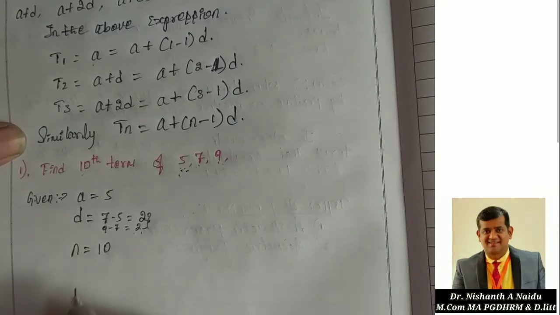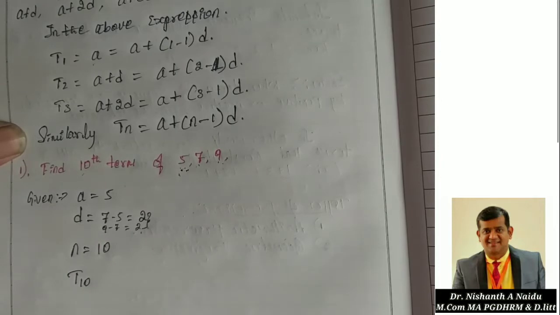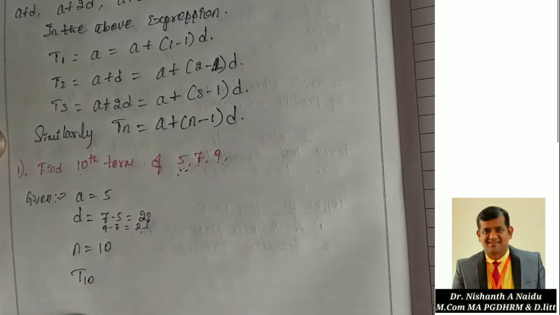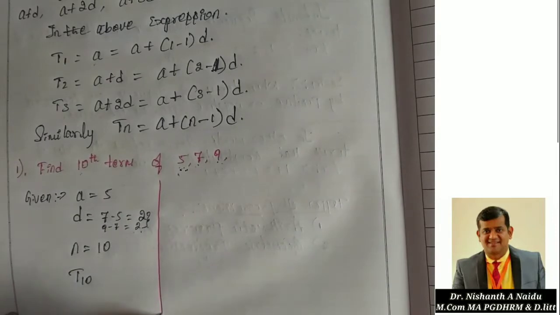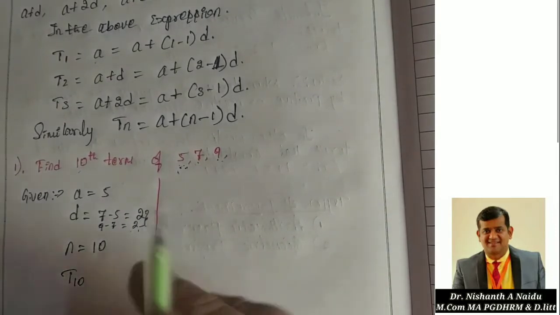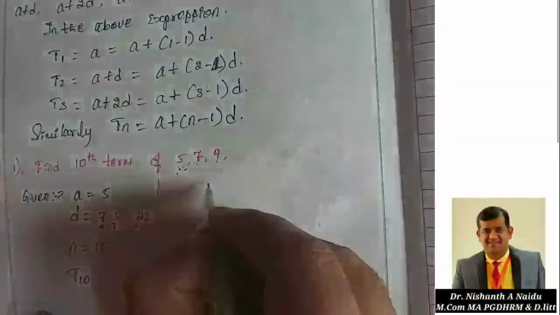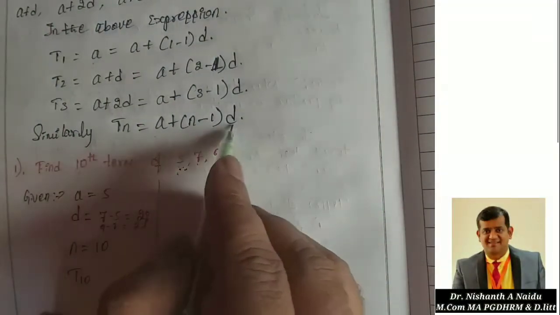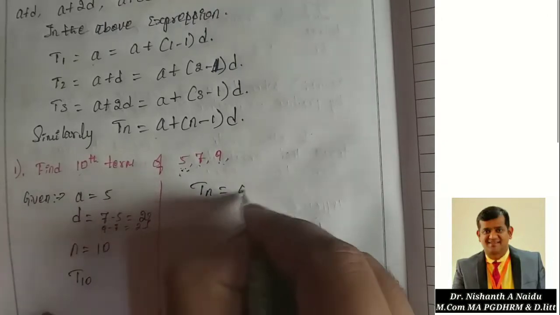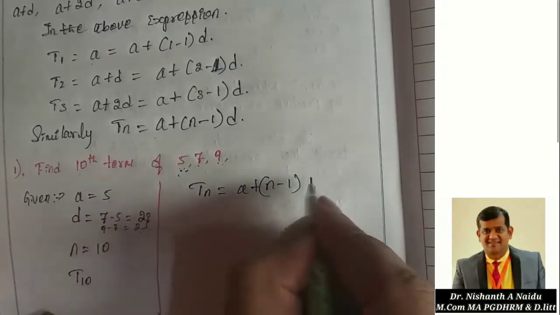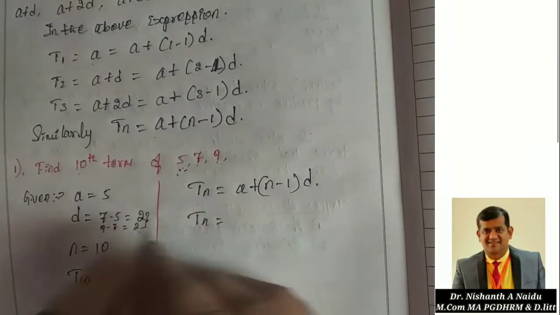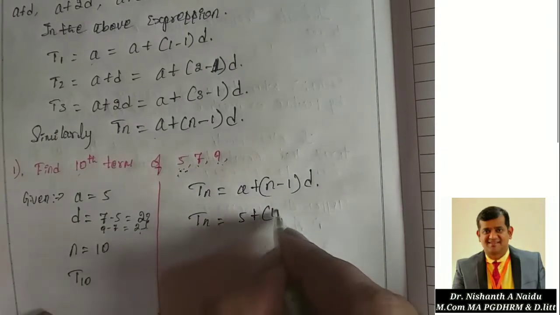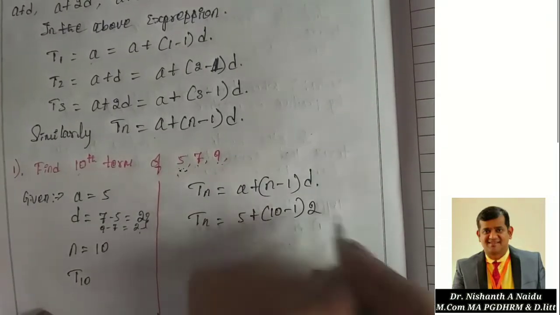n is 10. So we have to find t10. Okay, I have given this as an explanation part so that you will get to know this. Now let us solve it. So what is the formula? tn equals a plus n minus 1 into d, right? So which one do you have to find? tn equals a, which is 5, plus n, which is 10, minus 1, into d, which is 2.